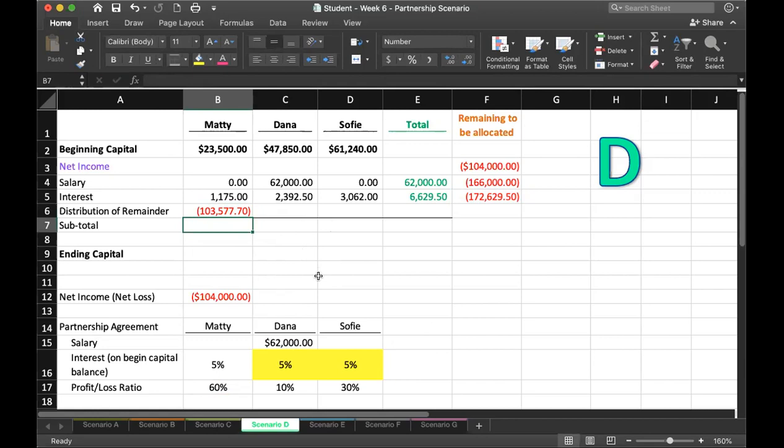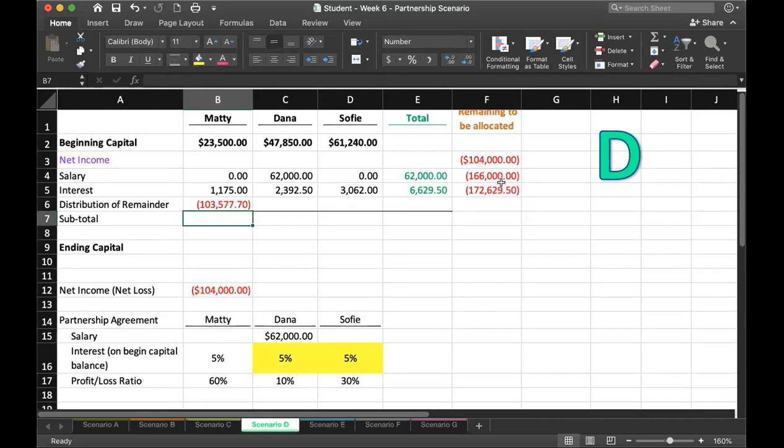And this very well can happen. It can sometimes happen such that there's so much of a loss that one partner or more may see their capital balance go down to a negative amount. And so if we add all of these together, the sum total is 102,402.70 negative. That's going to be charged to Maddie's capital balance. And I'll add that across.